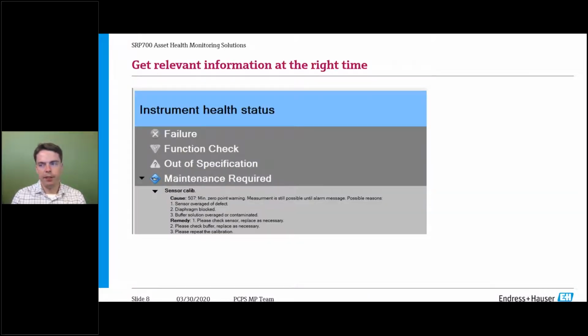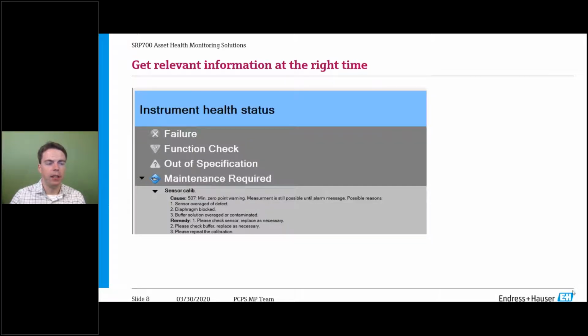What you see here is an example from a customer site where we installed the system, and in the first 5 minutes we got a couple of these messages. What you see here is an analytical instrument that tells us that we are in a maintenance required diagnostic mode with that device. Technically, this device is still working, but it's a pH probe and it has a sensor drift. So a 0 point warning, and that means the 0 point is moving. If that 0 point moves over a certain threshold, the device will go into a failure mode because it cannot measure reliably anymore.